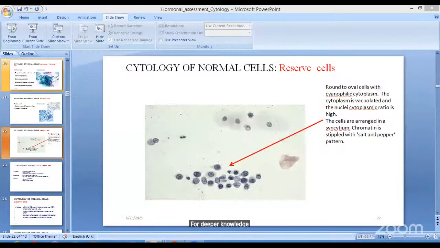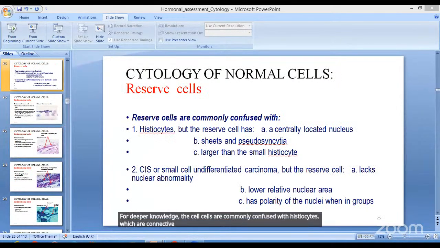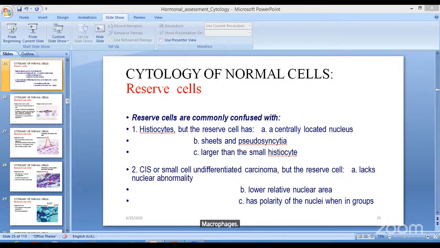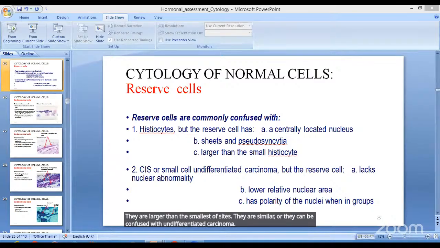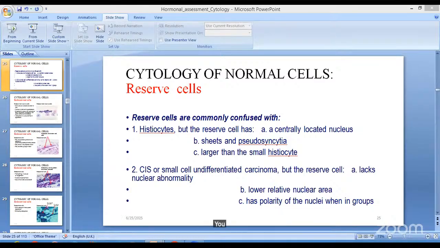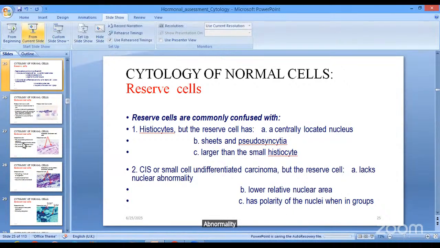Deeper knowledge: reserve cells are commonly confused with histiocytes, which are connective tissue macrophages. But the reserve cell has a centrally located nucleus arranged in sheets or in a pseudo-syncytial arrangement. They are larger than the small histiocytes. They can also be confused with undifferentiated carcinoma. You can differentiate them by the lack of nuclear abnormality in reserve cells.